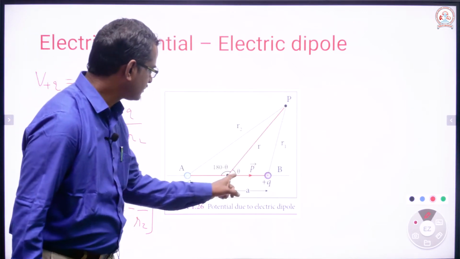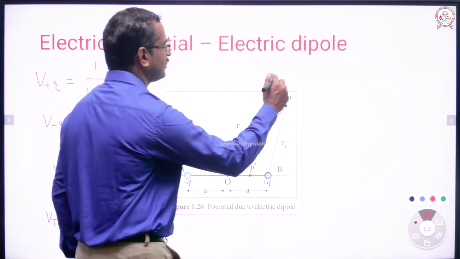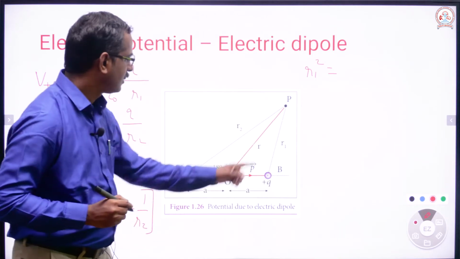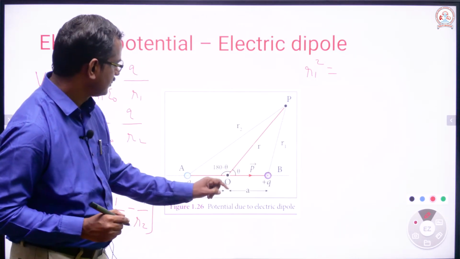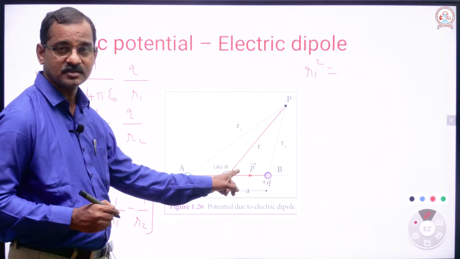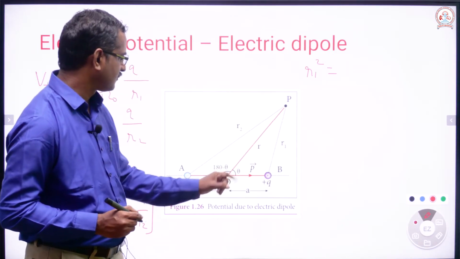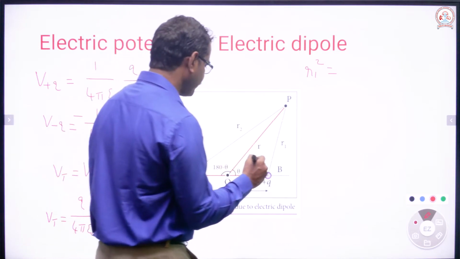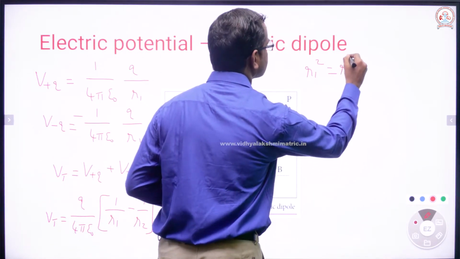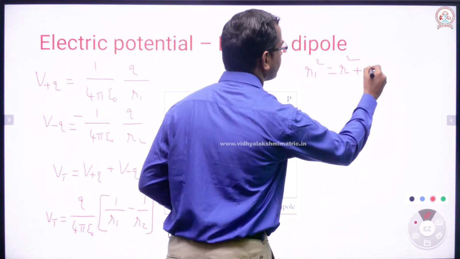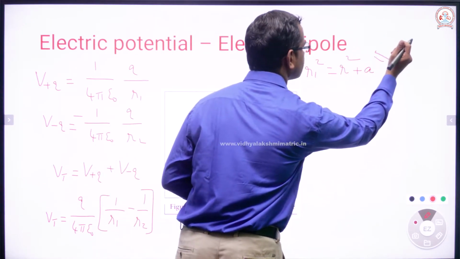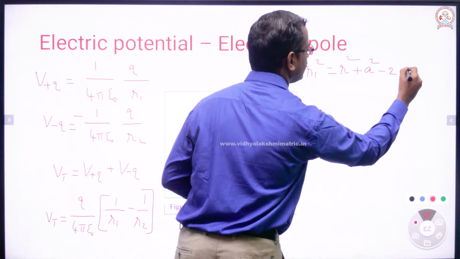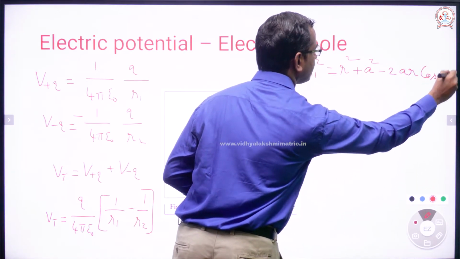Now, for this you just apply the cosine law. If you apply the cosine law, we get that r1 square is equal to r square plus a square minus 2ar cos theta.